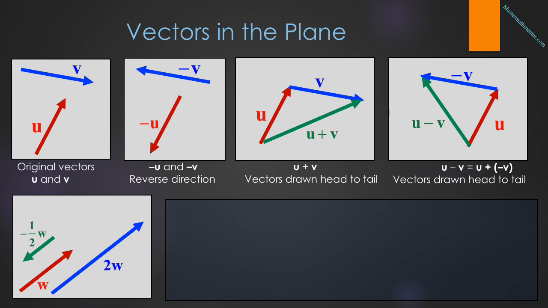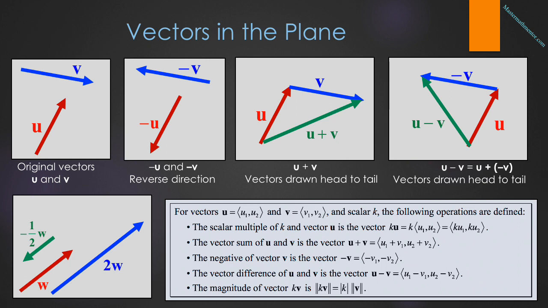For instance, winds are expressed in the direction from which they come. So w might be a southwest wind blowing at 10 miles an hour. Therefore, 2w would be a southwest wind blowing at 20 miles an hour, while negative 1/2 w would be a northeast wind blowing at 5 miles per hour.